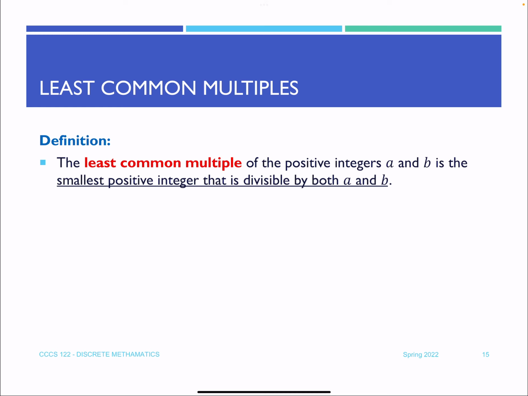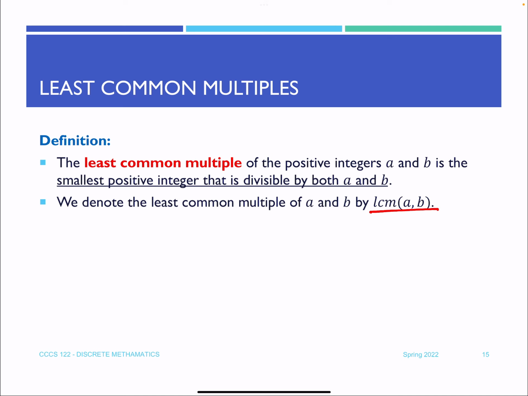And related to the greatest common divisor, or GCD, is the least common multiple. So the least common multiple of positive integers a and b is the smallest positive integer that is divisible by both a and b. The notation goes a little similar to the GCD. We usually express it in function form. So LCM function taking 2 arguments a and b. And an example of that is, the LCM of 3 and 7 is 21.